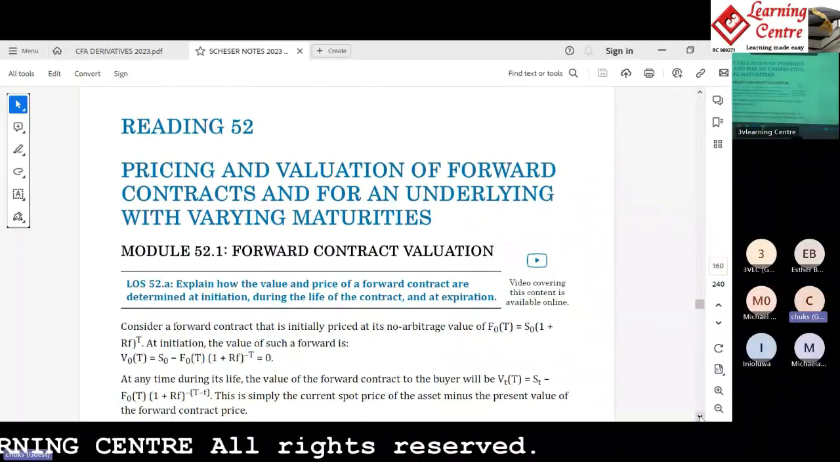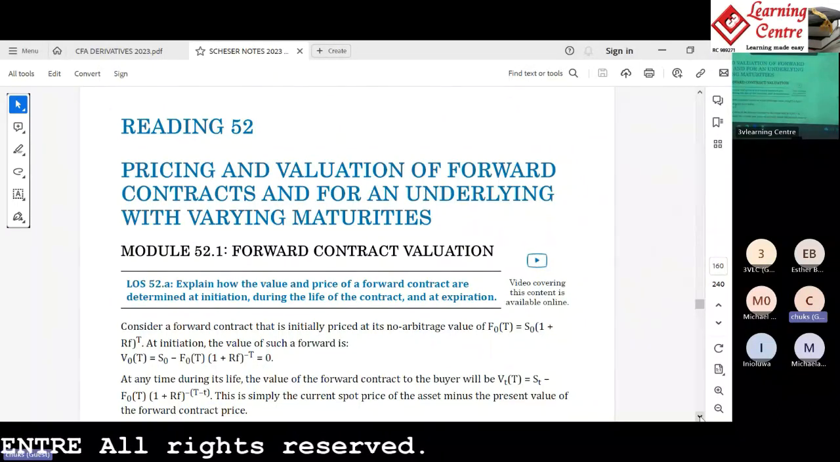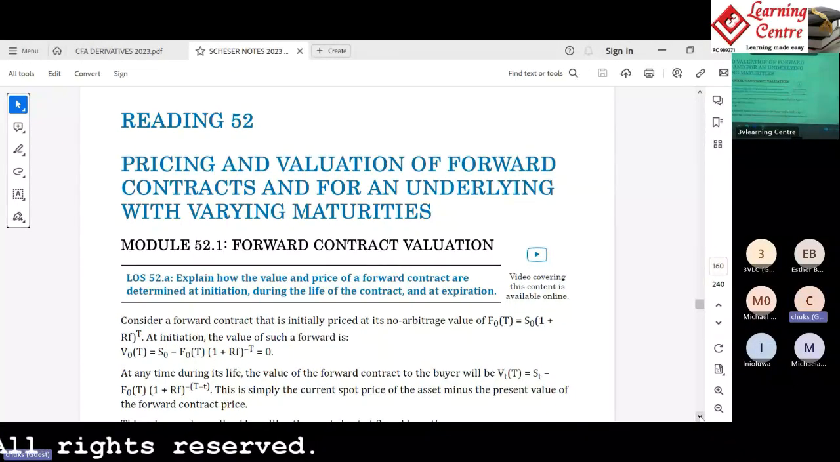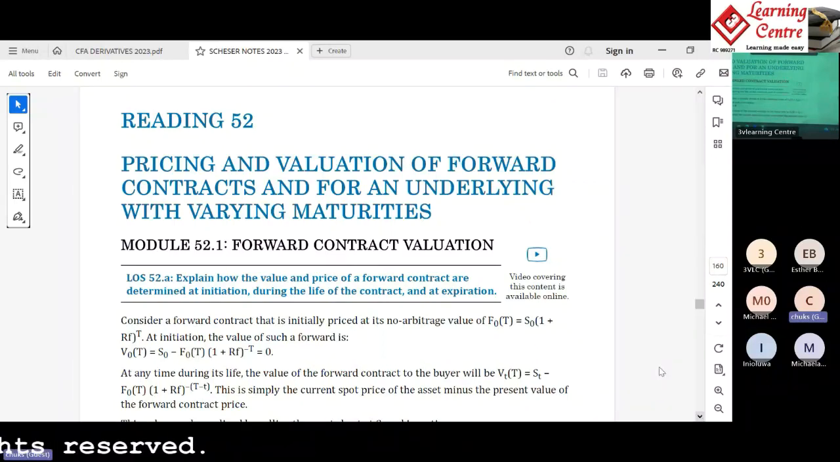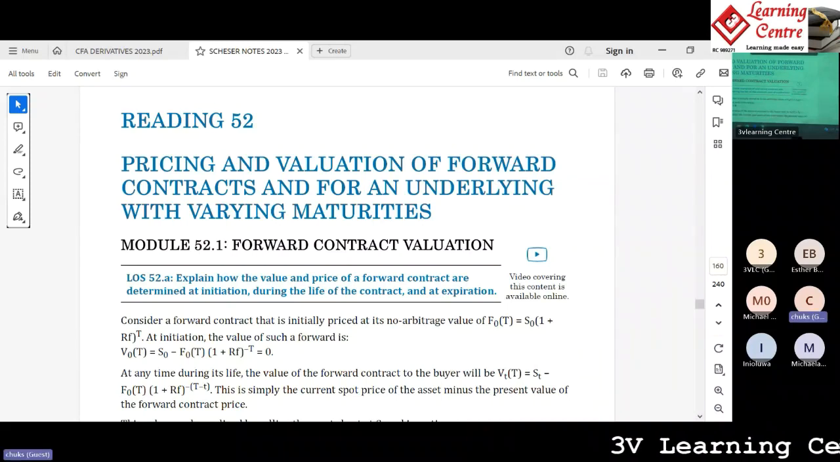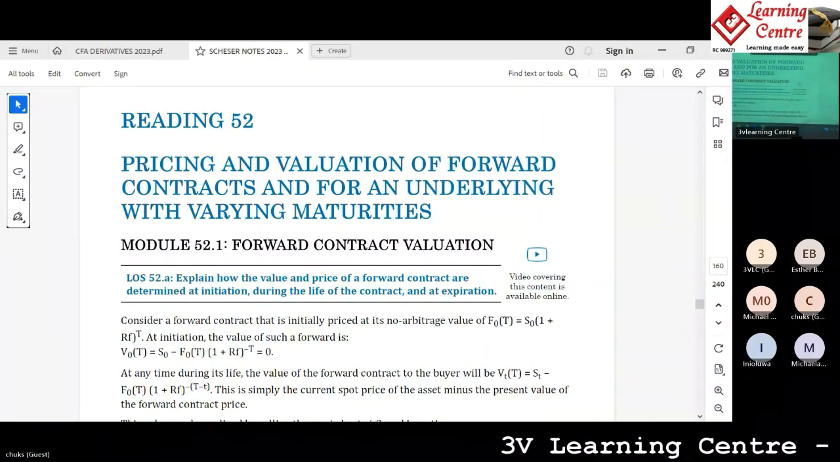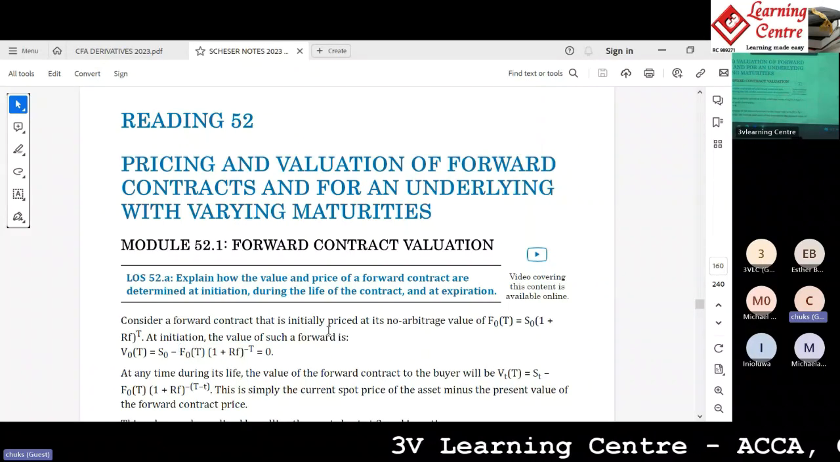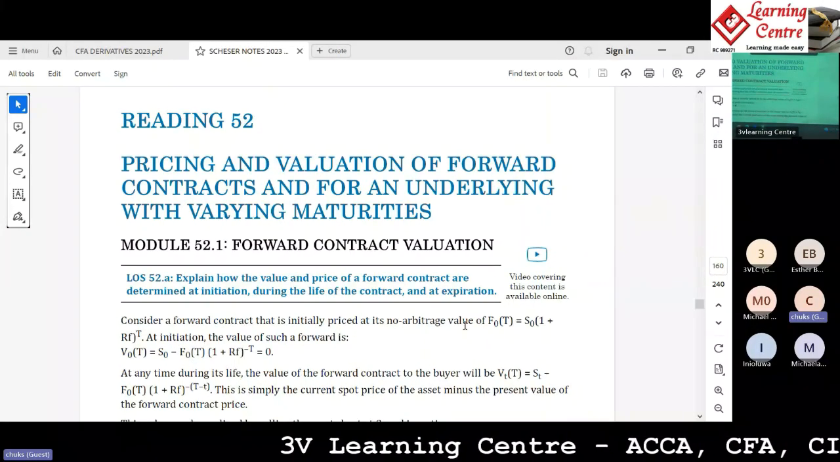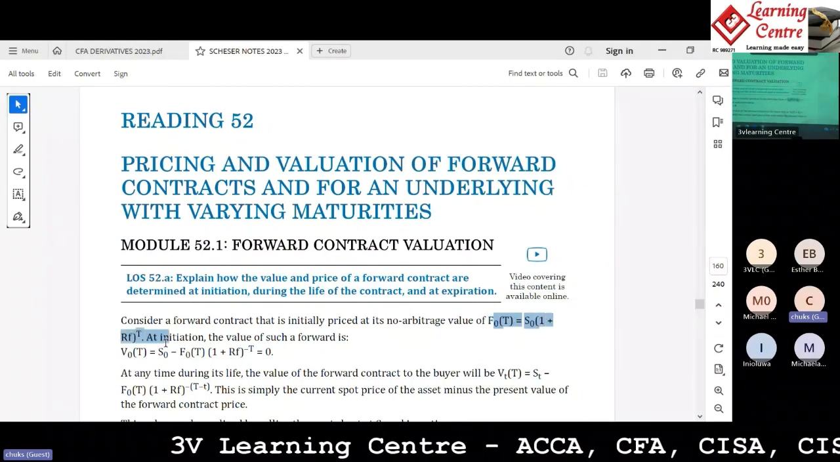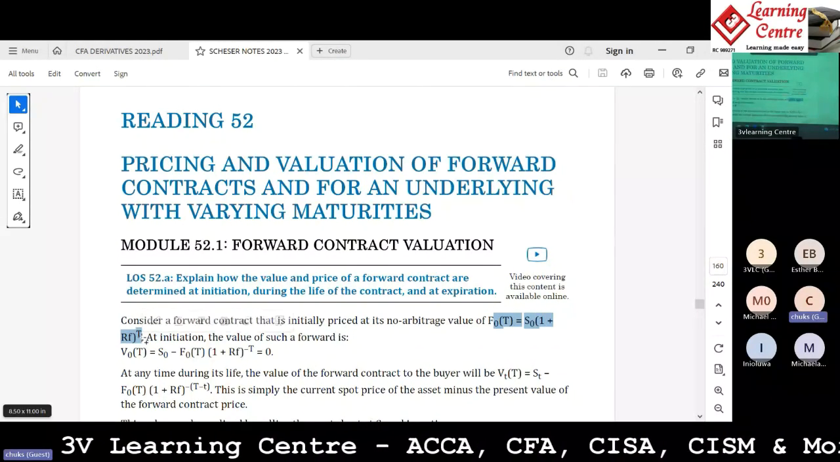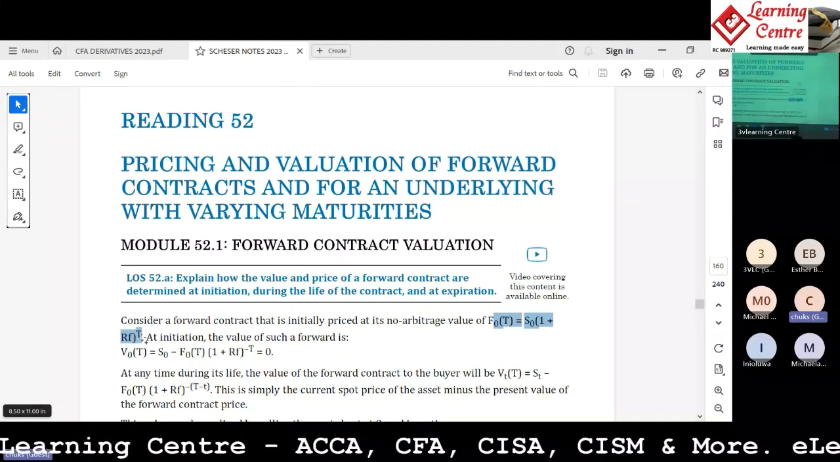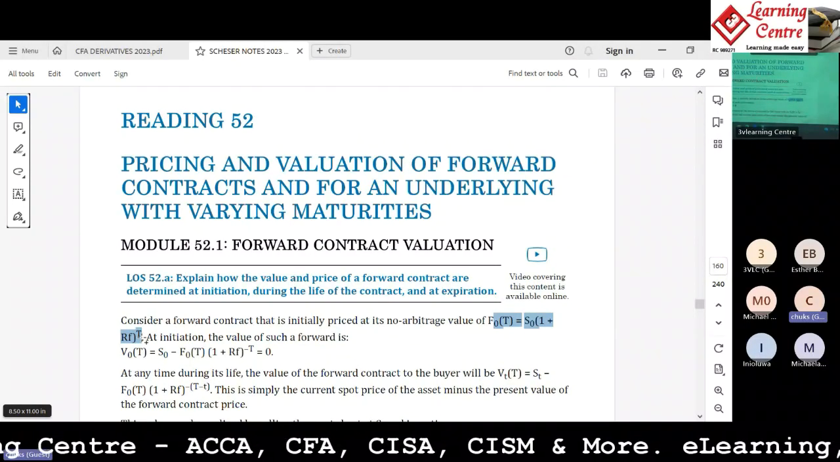Okay, valuation of forward contracts. We've basically spoken about this before. The next two readings, forward contracts and options, we've spoken about them before; this is just to touch on them a bit. So consider a forward contract that is initially priced at its no arbitrage value of this. Remember this one we've spoken about. It will keep coming up. That's why I said this formula is very important. It will keep coming up in everything that we do.